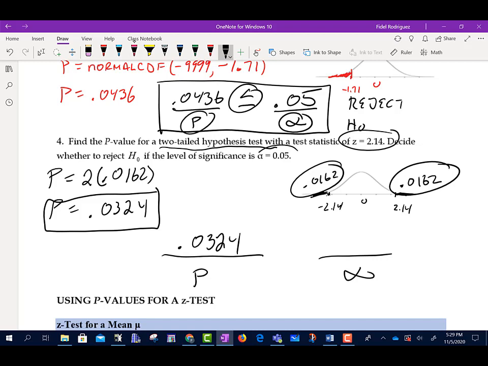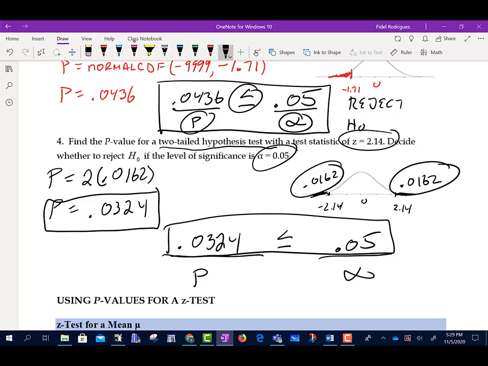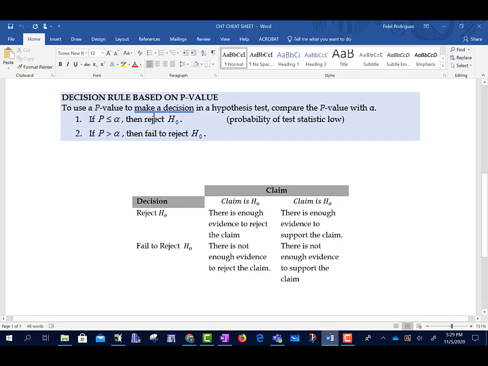0.0324. Alpha was 0.05. Now we know that p in this case is smaller than or equal to alpha. So you say, okay, what do we do? So guys, I don't have to keep going back up and forth to look at that little thing. I kind of made a little cheat sheet here for y'all, and I'm going to give it to you.